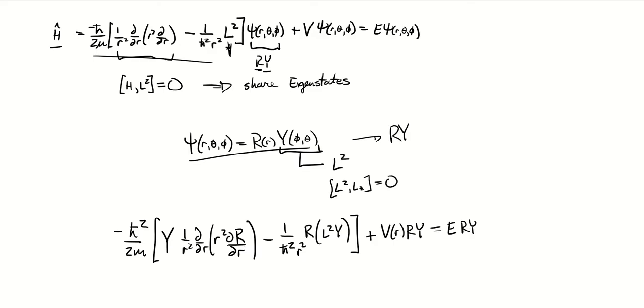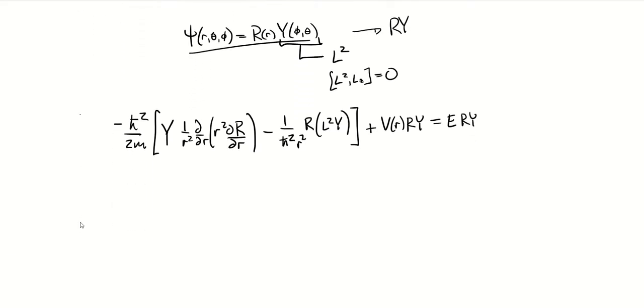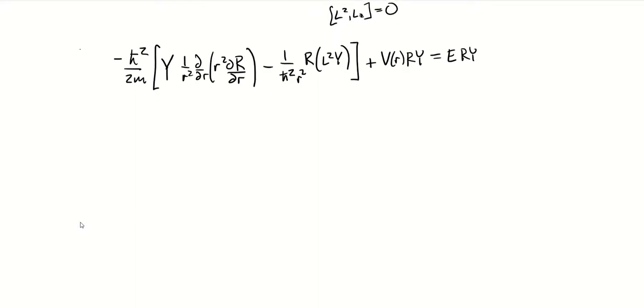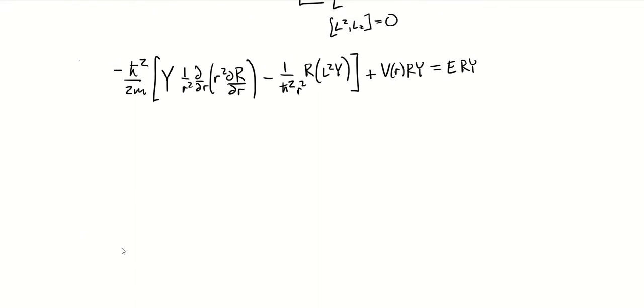Now, this is one of the key parts of separation of variables: we can bring all the R terms to one side and all the angular terms to the other, with just a little bit of algebra.